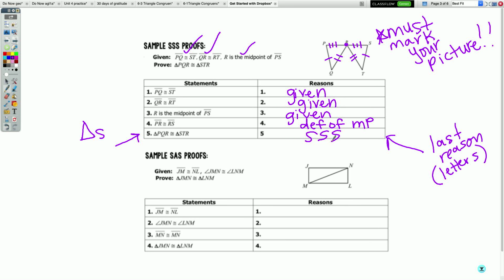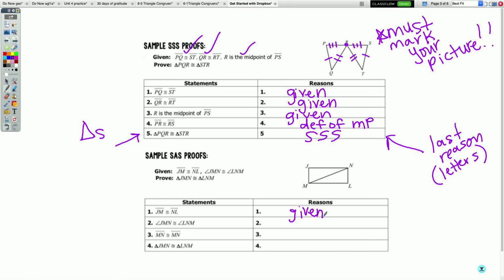Okay, number 2, please write down which ones you see as givens. Number 2, please fill in your givens. The first one is always going to be given, yes. But we usually have more than one, so where else do we see given? The 4.